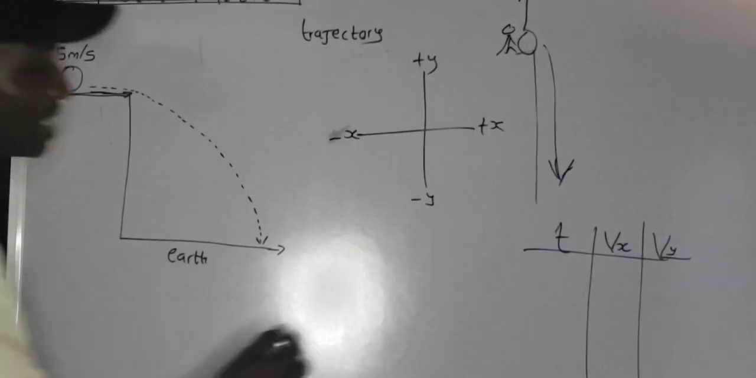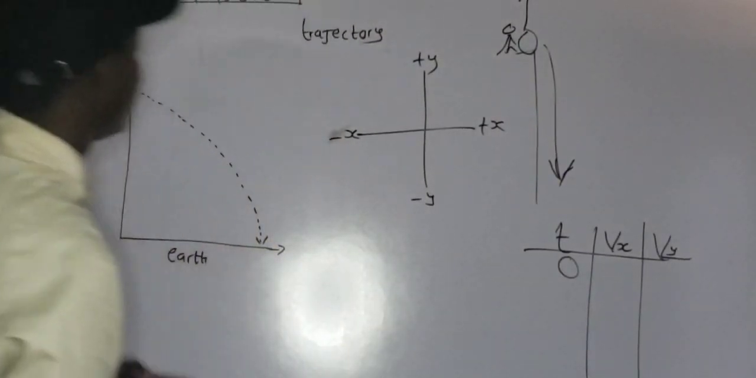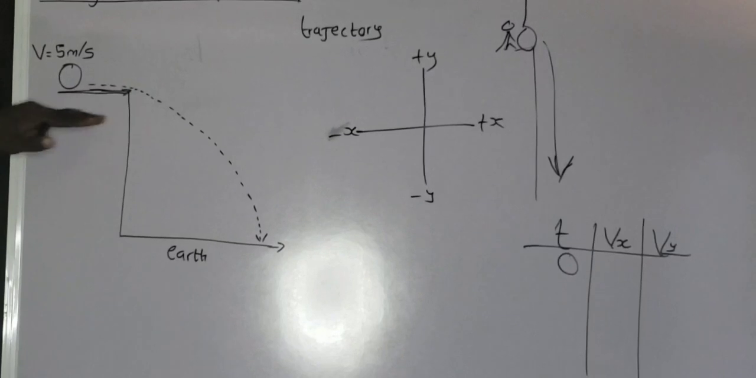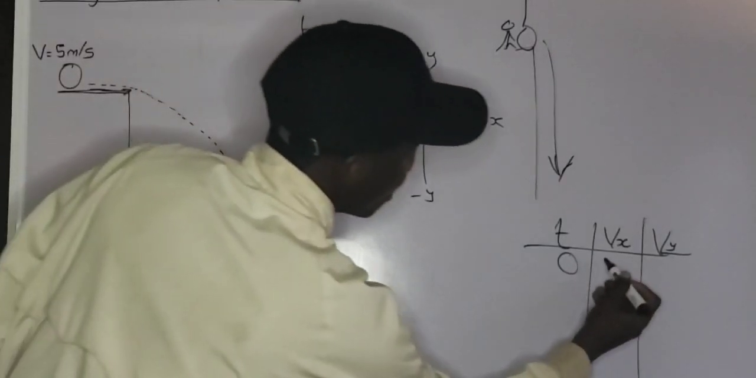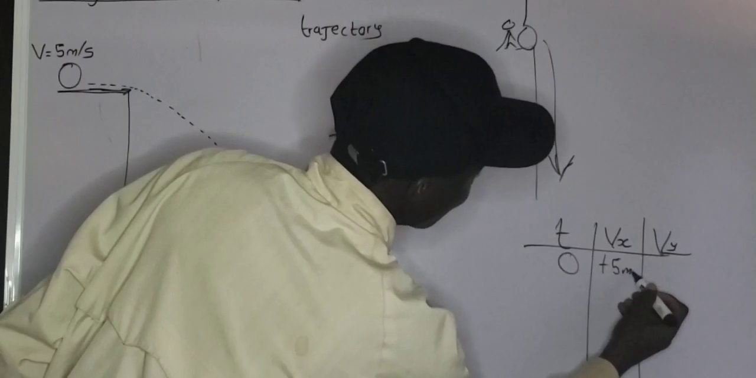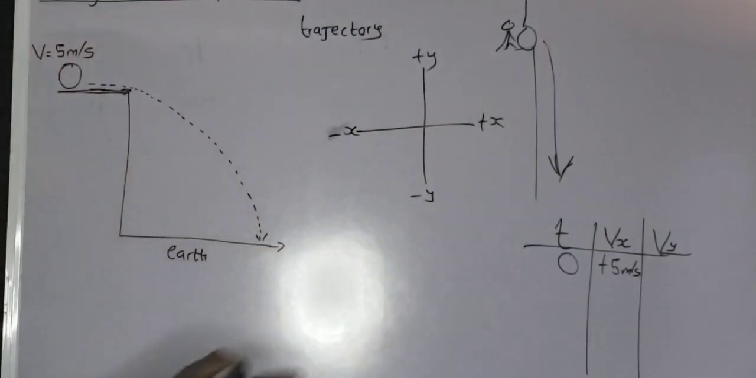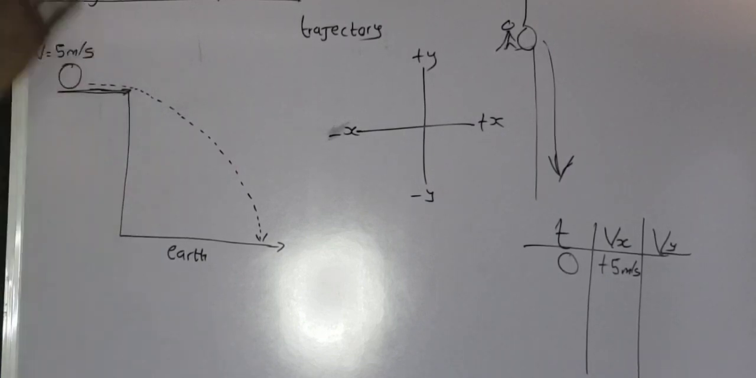So at time t equals 0, the velocity of the ball along the horizontal axis is what? 5 meters per second. So this is plus 5 meters per second. Now, what is the velocity of the ball along the vertical axis? It is 0 because there is no movement.